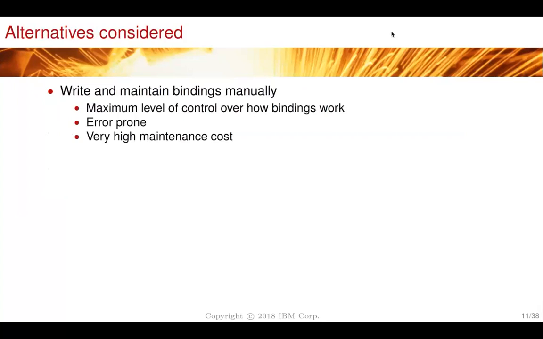The first one being to write language bindings manually. The one advantage here would be that we would have complete control over how the language bindings work. And while that would be nice, there are significant disadvantages in the likelihood of introducing bugs when writing the large quantity of code required for language bindings. And ultimately, this would result in very high maintenance costs every time we change the JitBuilder API.